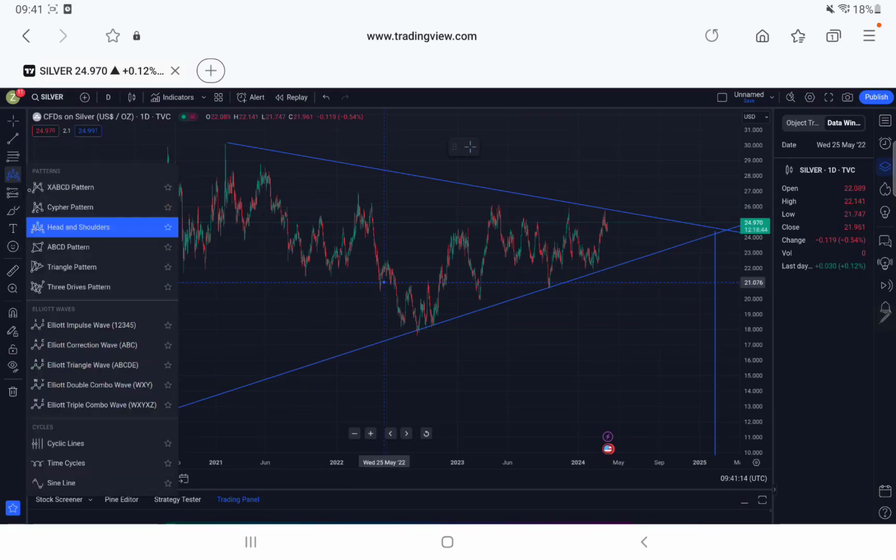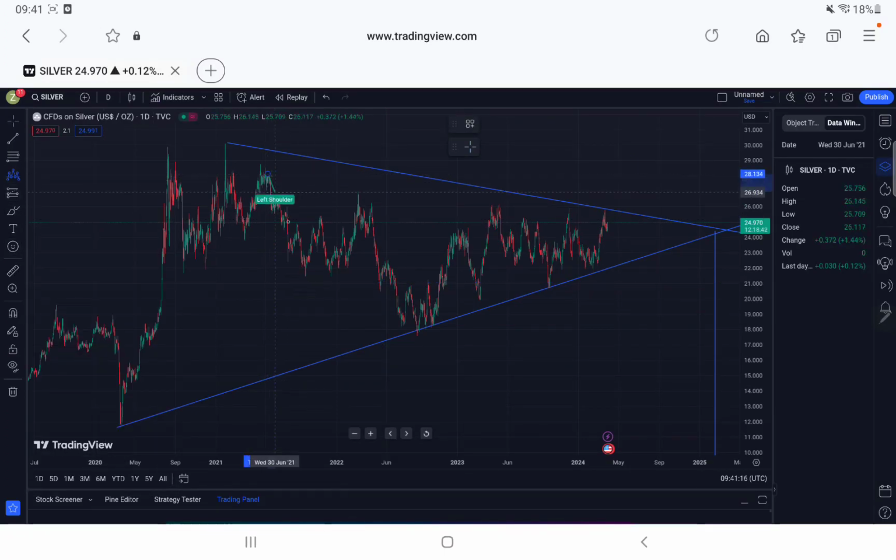Alright, let's get the head and shoulders out. Also, I would cut these bits out. I don't know how to edit, so for the time being, they stay in. Try and draw it something like that.